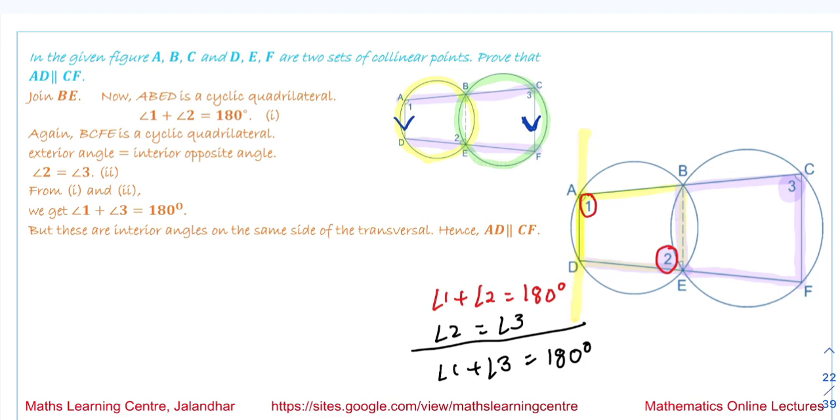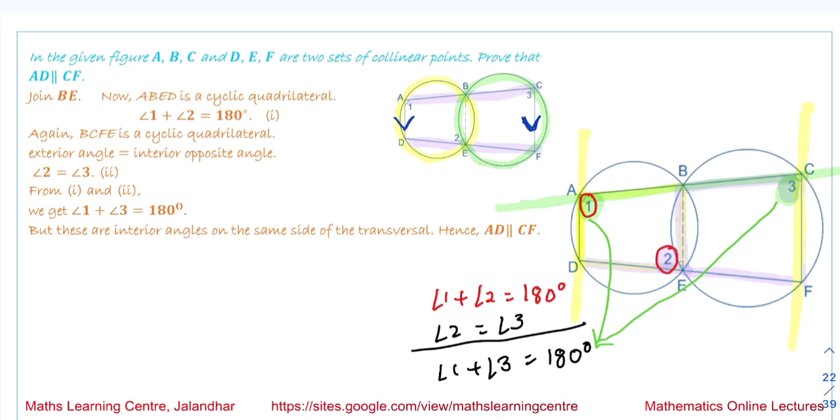Look at these two lines. This is line AD. This is line CF. This is the transversal over here, and angle 1 plus angle 3, the sum of these two angles, is 180 degrees. It means both these lines are parallel to each other.